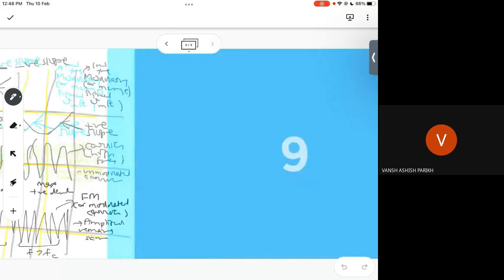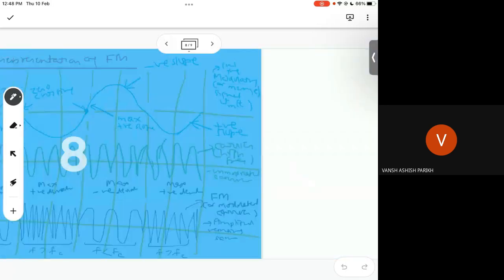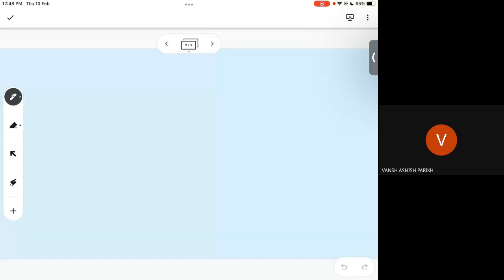Now we'll introduce this just to understand what the question was. It will be very clear, all those things. So we'll understand the next part, which is, again, the concept of instantaneous frequency.